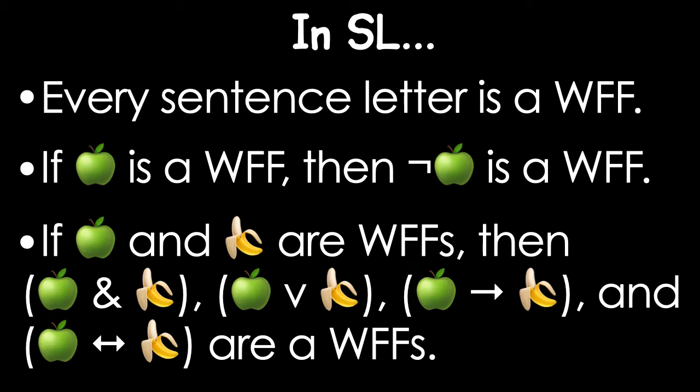Every sentence letter counts as a well-formed formula of SL. Then, if you have some well-formed formula, then putting a negation in front of it makes a new well-formed formula. If you have two well-formed formulas, then you can make new ones by putting parentheses around them and putting a conjunction between them, a disjunction between them, a conditional between them, or a biconditional between them.